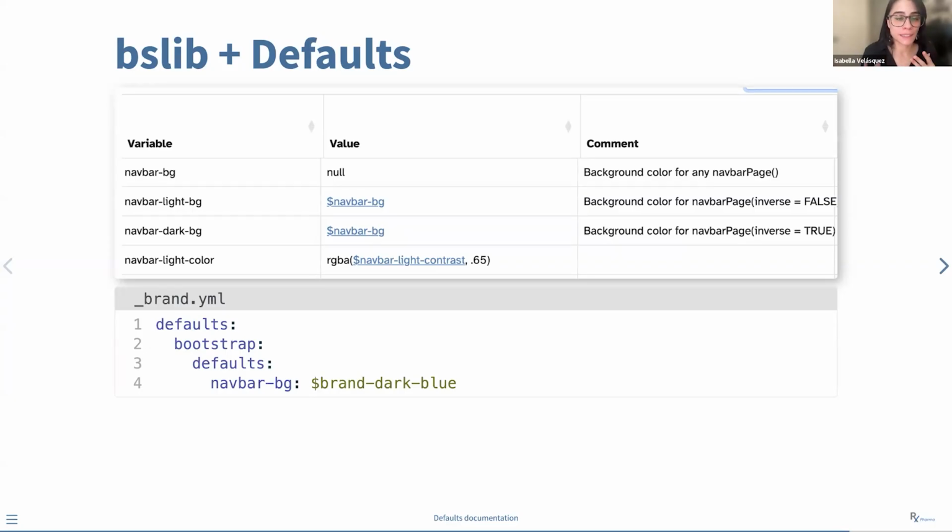Here I'm saying my default for the navigation background, which is a Bootstrap variable, and make it the dark blue that I had defined up above. It does have the specific syntax of using a $ sign, brand, dash, and then the name of your color. But that way, again, if your dark blue changes, you don't have to change it for your navigation bar. You just have to change it where you have defined it.